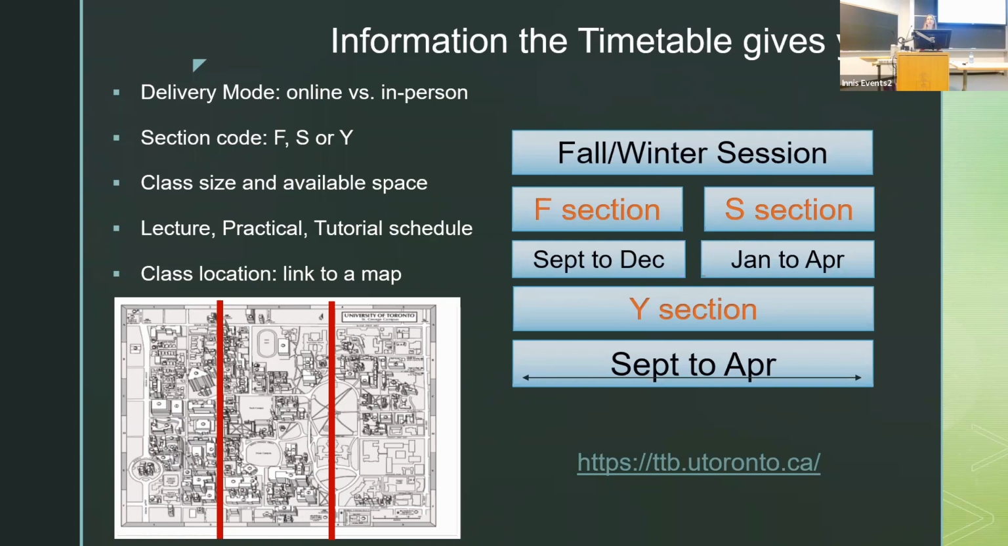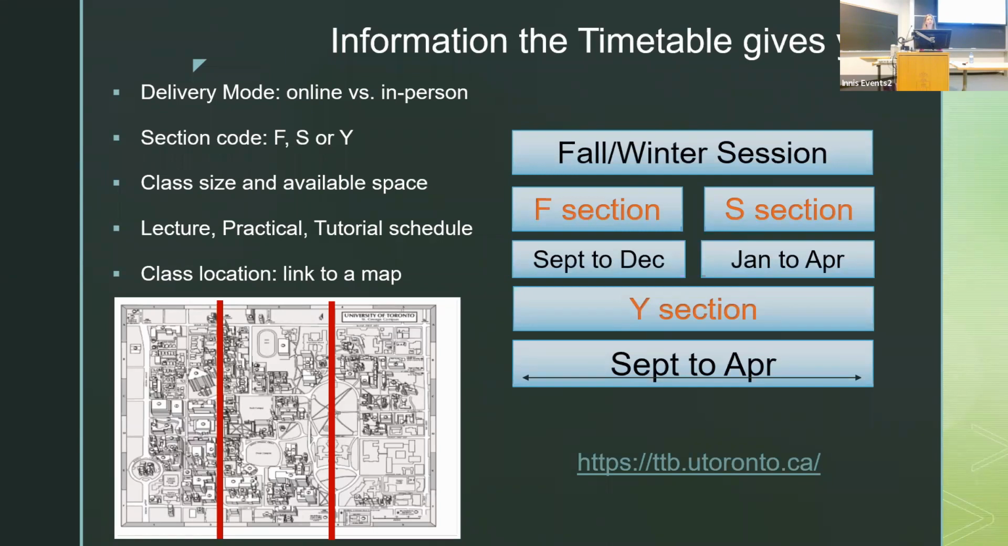Okay, so here is information that the timetable gives you that the calendar doesn't. The mode of delivery: in person or online. Online could be synchronous or asynchronous, so all that information is in the timetable. The section code, whether it's in the first semester or fall, the second semester or winter, or if it's a year-long course. The lecture, practical, and tutorial schedule, from which you need to select one option from each of those styles of course delivery. And then class location.